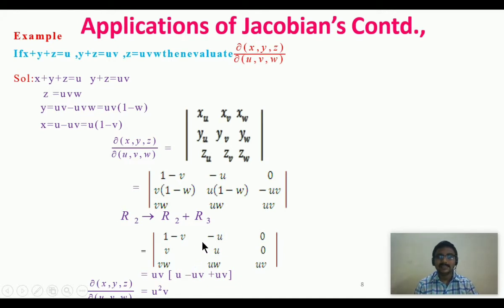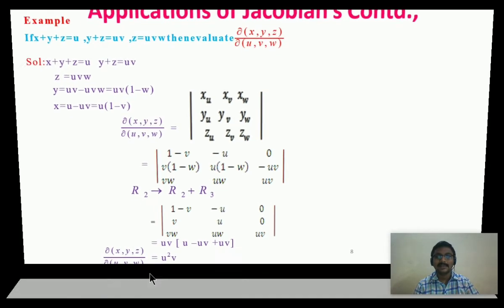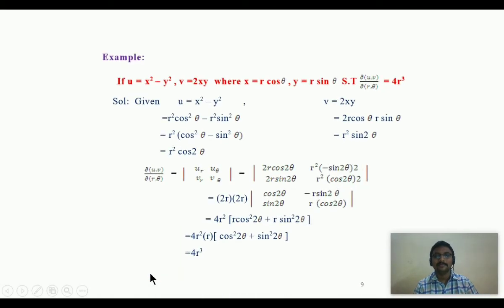AD minus BC, the formula having minus. Now the product minus u into v minus uv, product having minus, but minus into minus is plus, that is plus uv. So it is the determinant value. Clearly here negative uv and positive uv get cancelled. U into uv is u square v. So it is the required Jacobian value of xyz with respect to uvw.